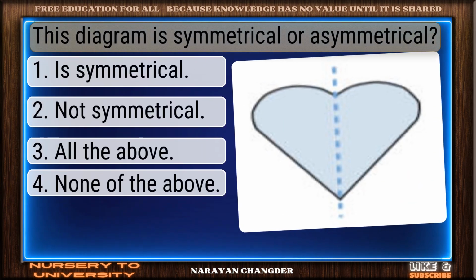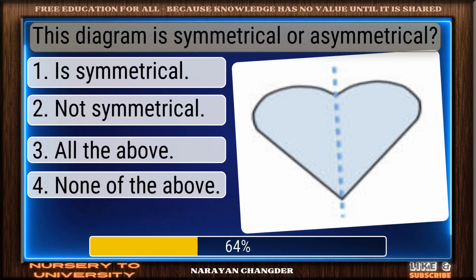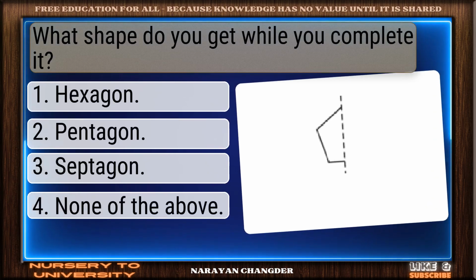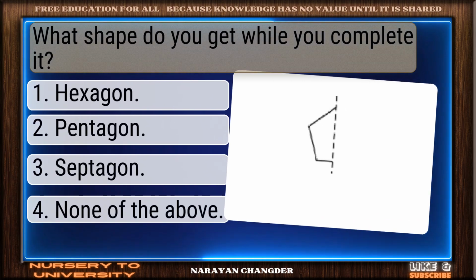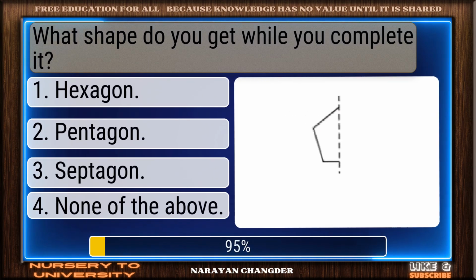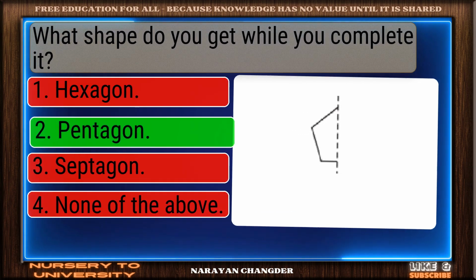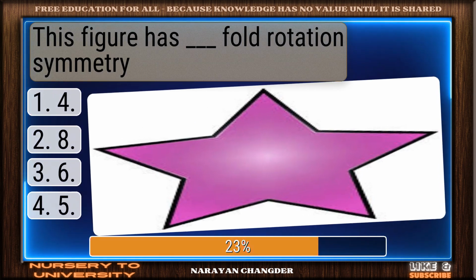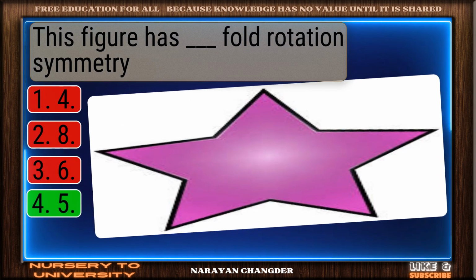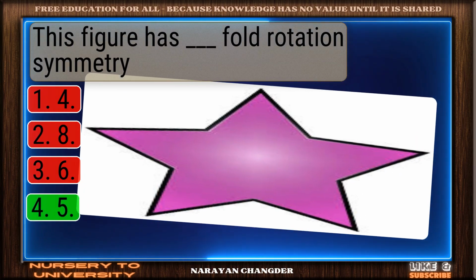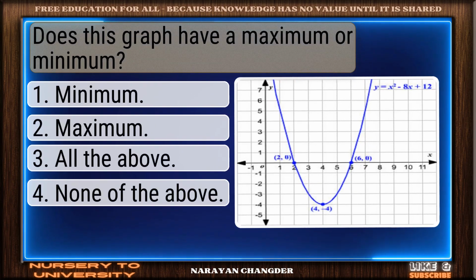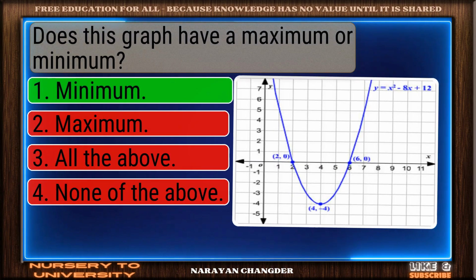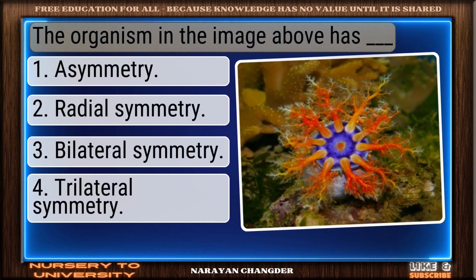This diagram is symmetrical or asymmetrical. Sharp thinking. Is symmetrical is the right choice. What shape do you get when you complete it? Right choice. Pentagon is the best answer. This figure has dash fold rotation symmetry. Well done. 5 is the right choice. Does this graph have a maximum or minimum? Smart pick. Minimum is the correct choice. The organism in the image above has dash.